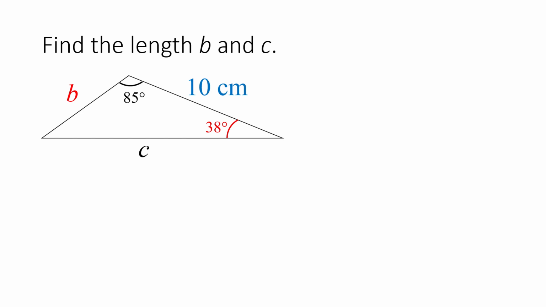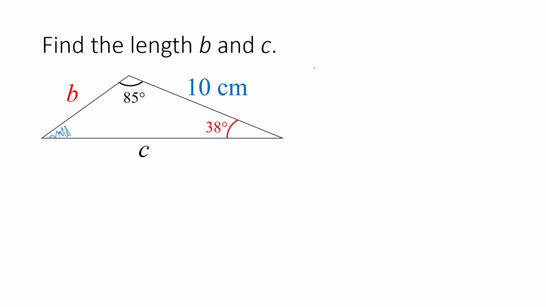So let us check out this question. This question requires us to find the length of b as well as c, and we are given the length of one side, which is 10, and two angles. In a question, if they give you the angles of a triangle, it is like they give you the value of the third angle.